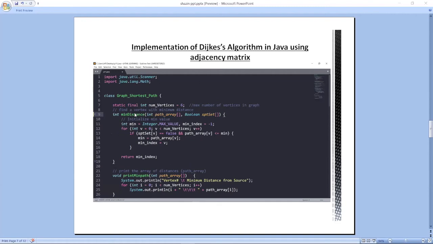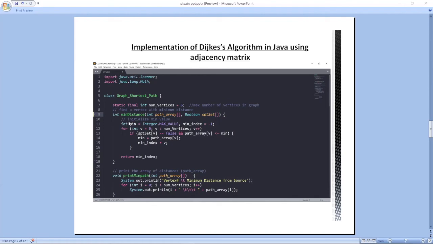Then I am going to find the vertex with minimum distance, so I set a function. In the function, I set a path array and a Boolean shortest path set array. It is used because we are going to initialize all the vertices as false.